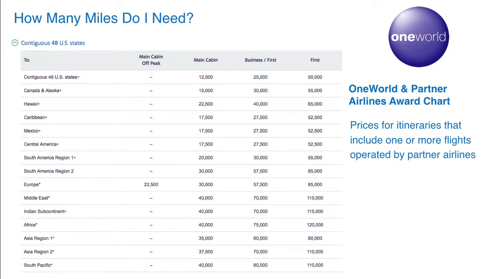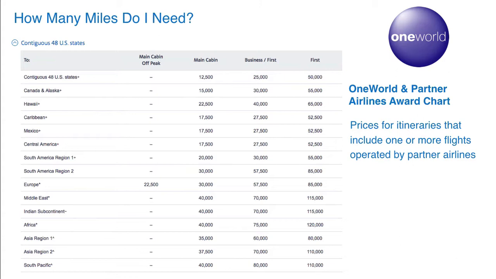This chart lists the price for main cabin, business, and first class all in one place. So, if you look up Europe, you'll see that the main cabin economy price is 30,000, followed by 57,500 for business class and 85,000 for first class. Before we move on, I want to cover a couple of other questions that you might have about this chart. The off-peak prices in the far left column are for travel during certain dates of the year. You can find those dates on the American Airlines website. Not all destinations offer an off-peak discount, but it can be a great value when they do.